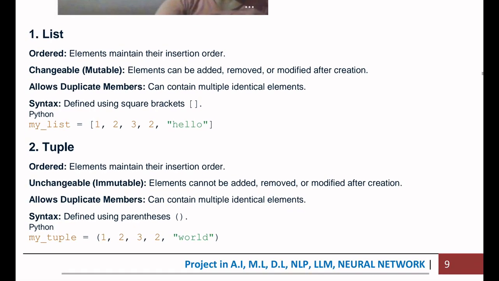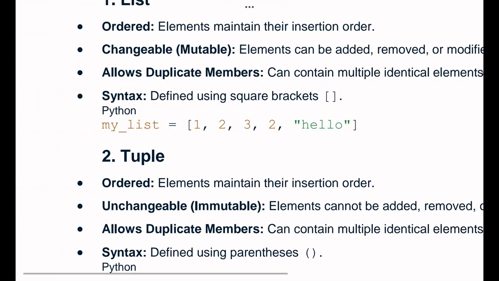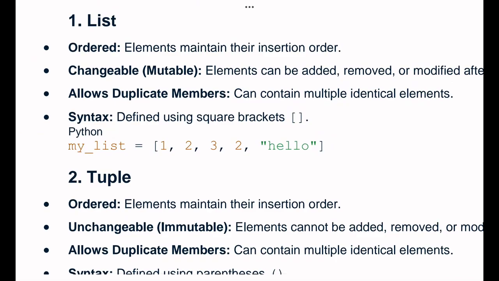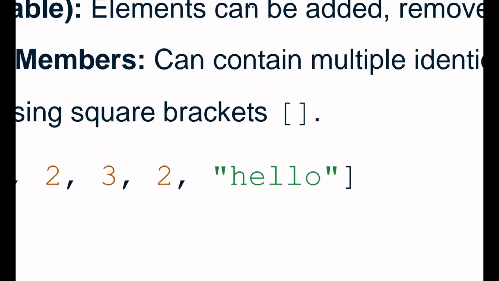What is a list? Inside a list you can put data such as digits, integers, strings, or booleans. A list is mutable, and it also allows duplicate members. For the syntax, you use square brackets.